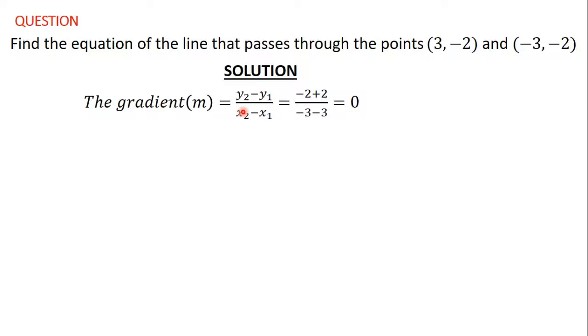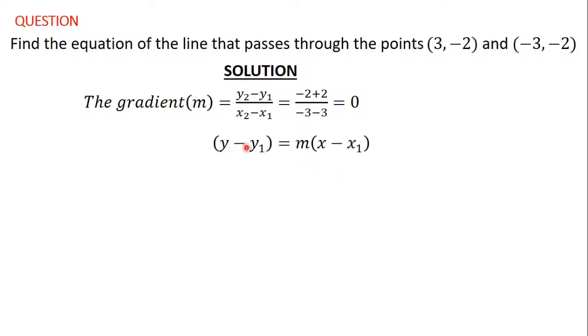Now, as we saw in the previous slide, after you have found the gradient of the line, you use the gradient and any one of these points. So you can choose any one of them. In this case, I'm going to choose the first one. The point I'm going to use is (3, -2). So I'll use the gradient and the point (3, -2) to find the equation of the straight line.